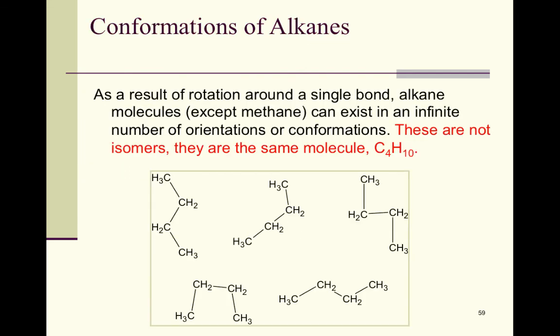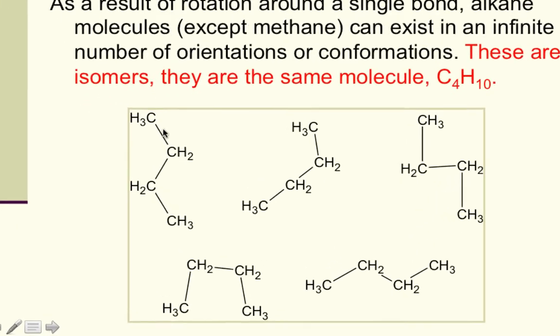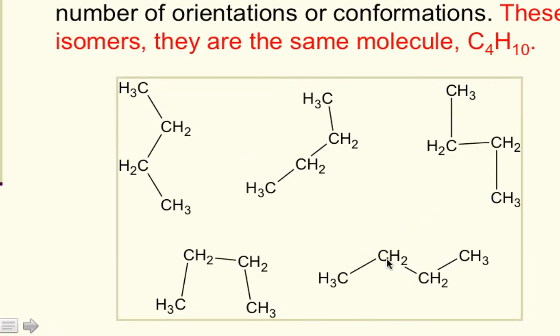Conformation of alkanes. As a result of the rotation around a single bond, alkane molecules, except methane, can exist in an infinite number of orientations or conformations. Every one I have drawn in this box is not an isomer. They're the same molecule, C4H10. Every one of these in this box represents the same molecule, so they'd all have the exact same name.